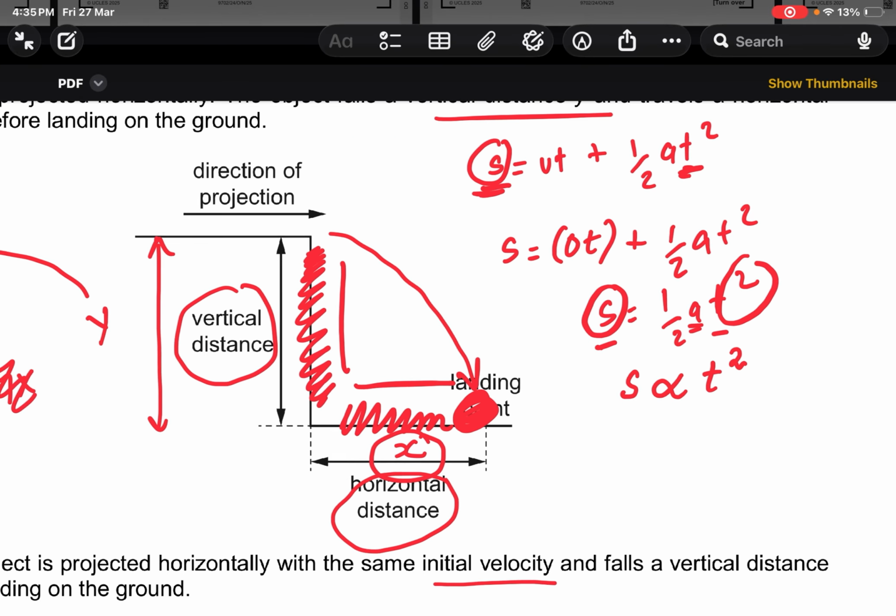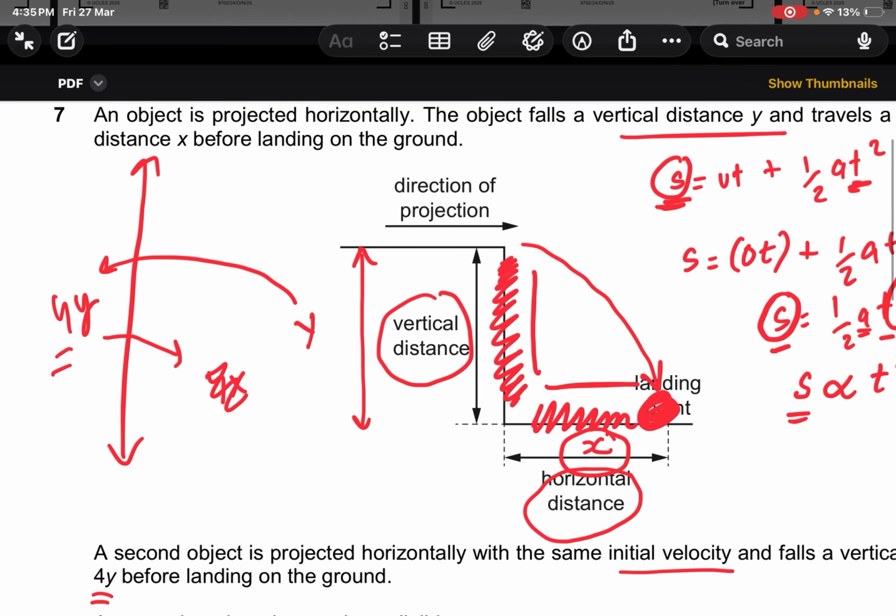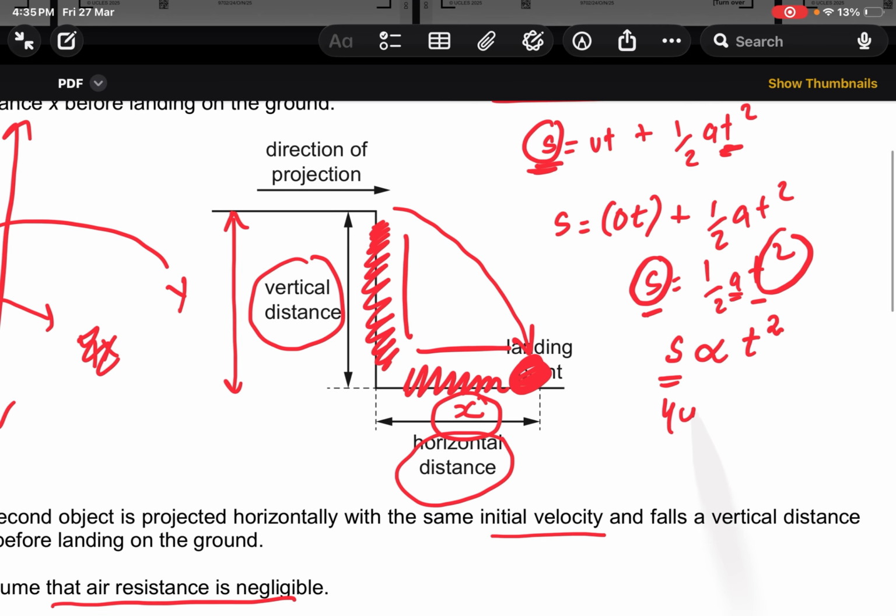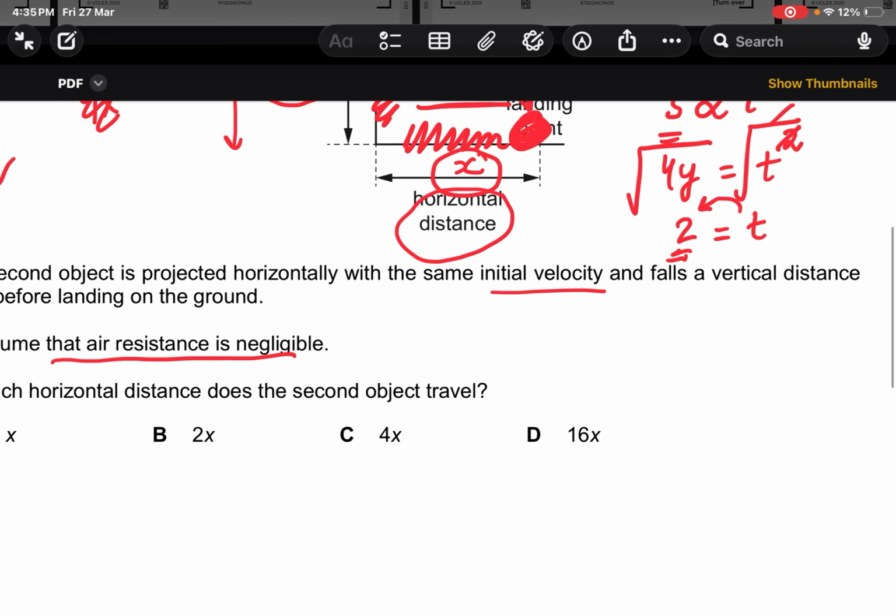So now you know that s, which is the vertical distance, is becoming 4y. So 4y equals t square, so square root of 4y gives 2 times the time. That means with time the vertical distance is doubling. Okay, so time is becoming 2. Now determine the relationship of time with the horizontal distance. How do you determine the relationship of time with the horizontal distance? Speed equals distance upon time.